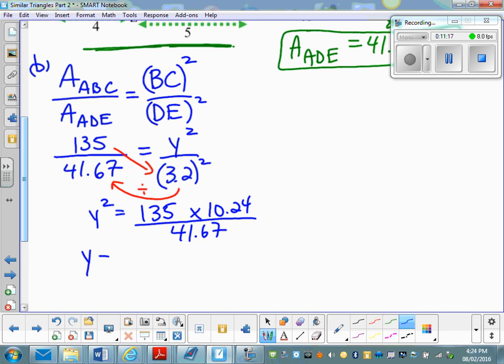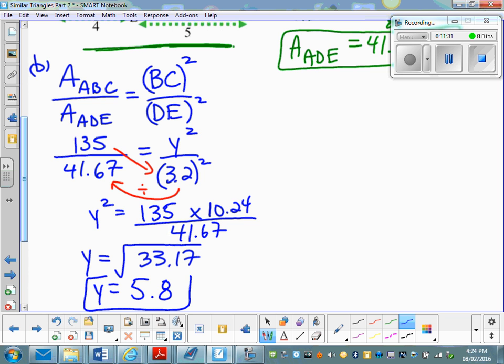And for my last step, because this is y squared, I have to take the square root of that answer. And when I do that, I get 5.8. So 5.8 units is the length of part Y.